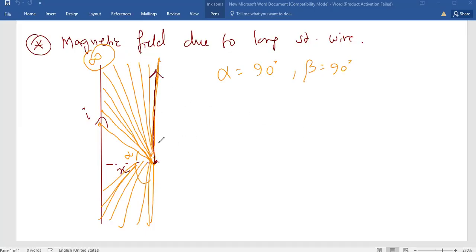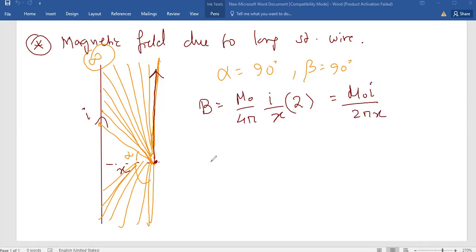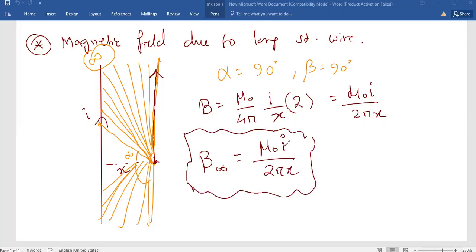So it means that magnetic field at this point will be given by mu naught by 4 pi I by x times sine 90 plus sine 90, that is 1 plus 1, which is 2. So it is mu naught I by 2 pi x. This is one of the most frequently used formulas that you will encounter henceforth. So magnetic field due to long wire is given by mu naught I by 2 pi x.